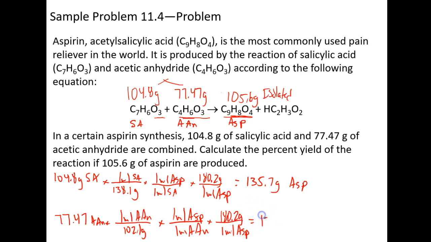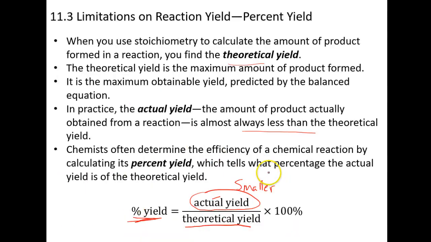Anyways, that gives you 136.7 grams of aspirin. So what's my limiting reagent? It is the salicylic acid because this number is lower. So you're putting in a little bit extra of the acetic anhydride just to make sure that you consume all your salicylic acid. Okay, so 135.7. Now the question is, is that my actual or is that my theoretical?